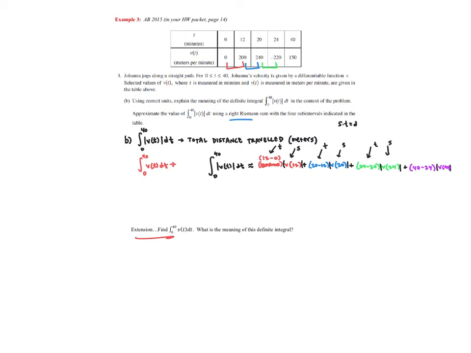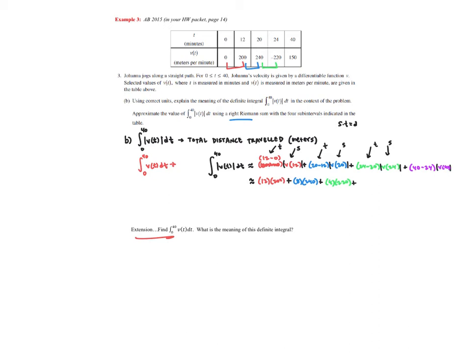So let's make a calculation. 12 minus 0 is 12 times the velocity at 12, which is 200, plus 20 minus 12, which is 8, times the absolute value of the velocity at 20, which is still 240, plus 24 minus 20, which is 4, times the absolute value of the velocity at 24, which will be positive 220.